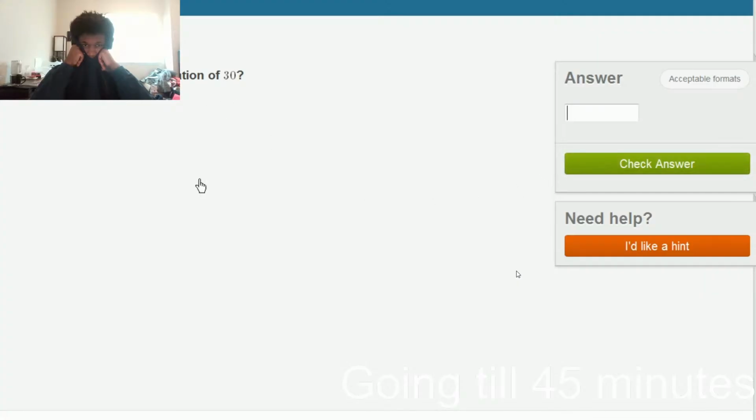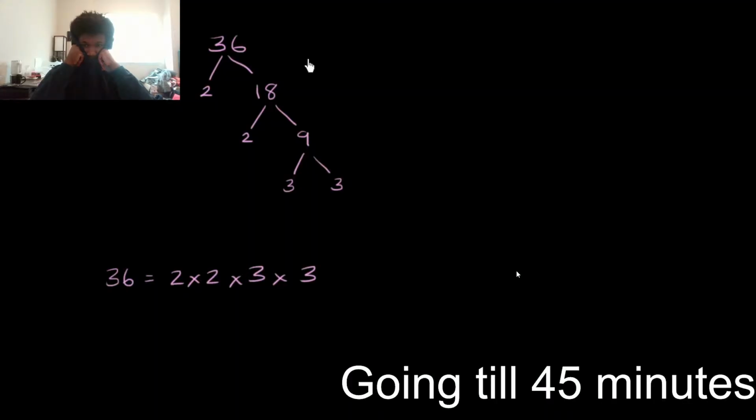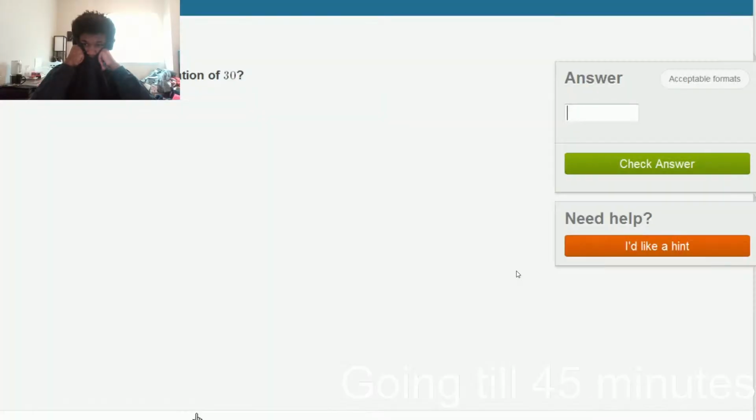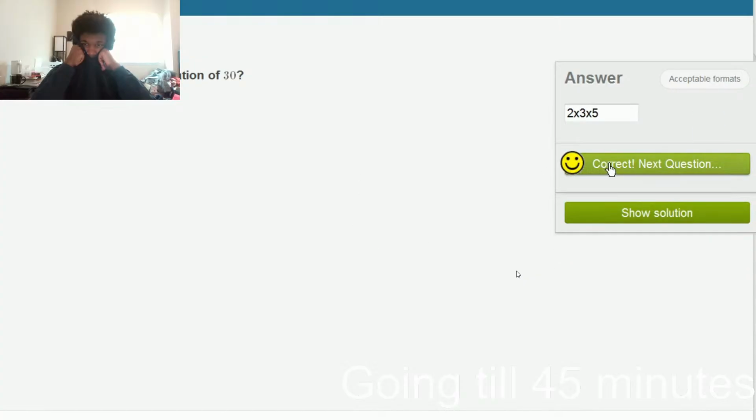What is the prime factorization of 30? So I'll get my scratch paper out again. We'll do the same process. 30 is divisible by 2, so we can write that as 2 times 15. 15 isn't divisible by 2, but it is divisible by 3. It's the same thing as 3 times 5. And both 3 and 5 are prime numbers. They are only divisible by 1 and themselves. So the prime factorization of 30 is 2 times 3 times 5. Let's enter that in. Let's do one more of these.